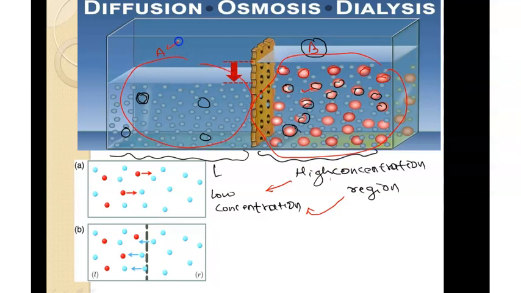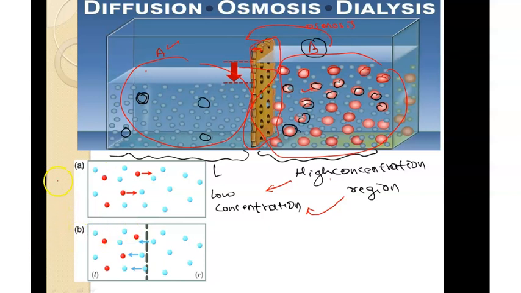In cell A we have a less amount of water, so a low concentration region has been created, and here I have a high amount of water, a high concentration region. Then the water molecules will start moving through the permeable membrane. The process of exchange of water molecules from the higher concentration region to the lower concentration region is called osmosis. I hope you understood.